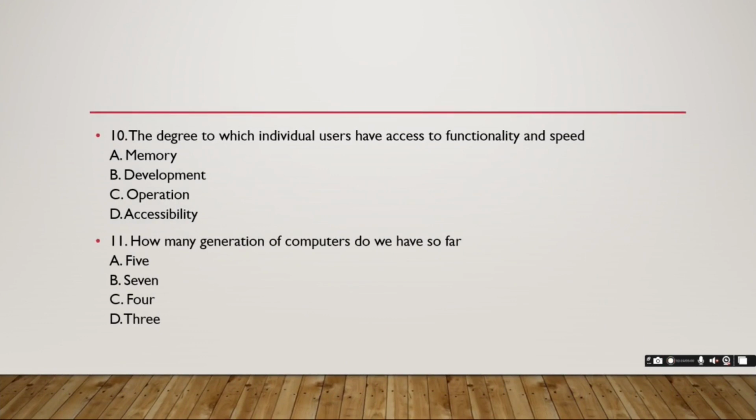Question 9. The degree to which individual users have access to functionality and speed is A. Memory, B. Development, C. Operation, D. Accessibility. Question 10. How many generations of computers do we have so far? A. 5, B. 7, C. 4, D. 3.